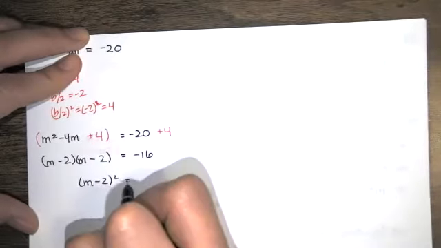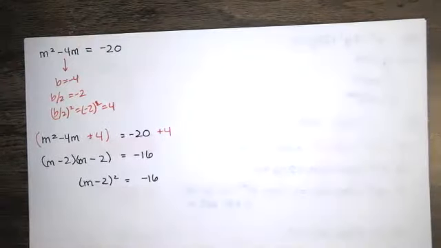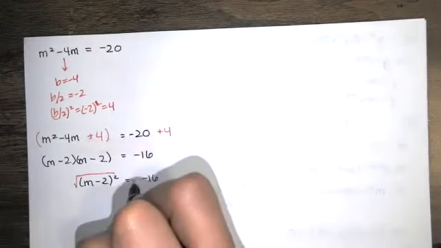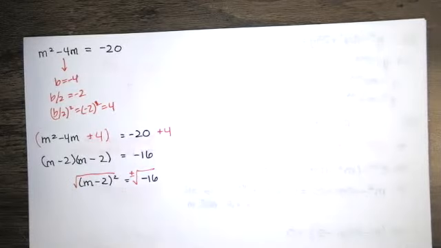You can go straight from here to here. That's totally fine. And now we're here. Okay, so we've completed the square. We're trying to get m by itself, so we'll take the square root of both sides. Don't forget the plus or minus on the right-hand side.